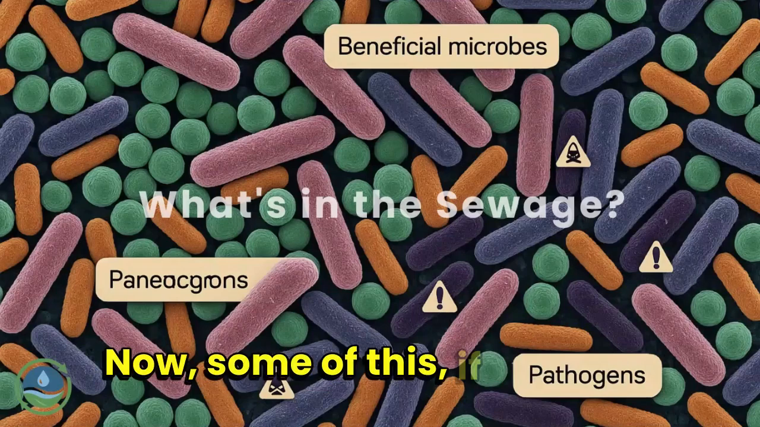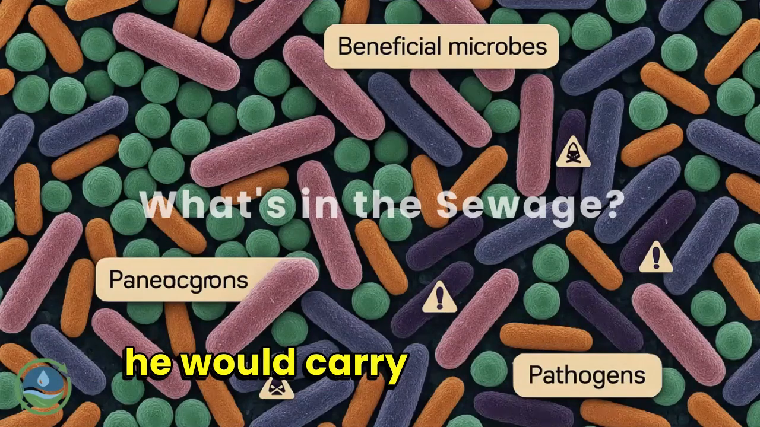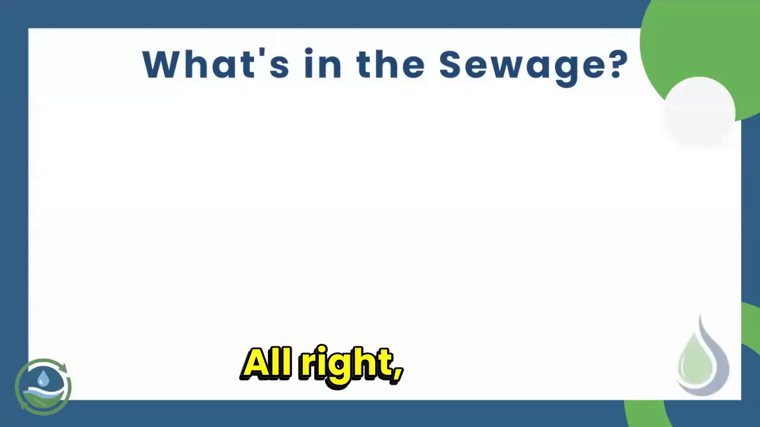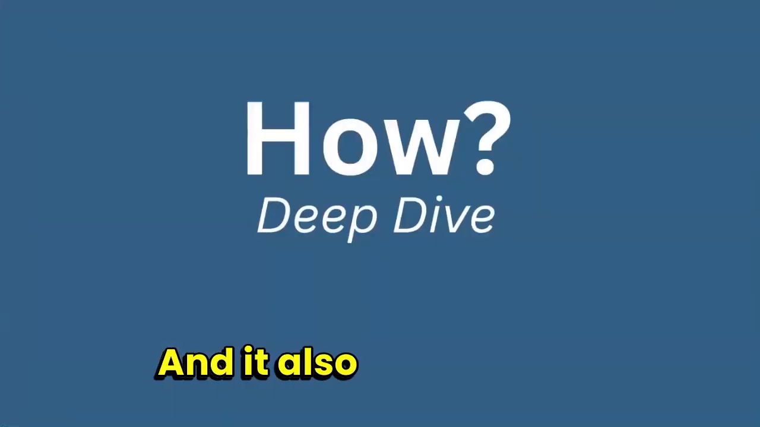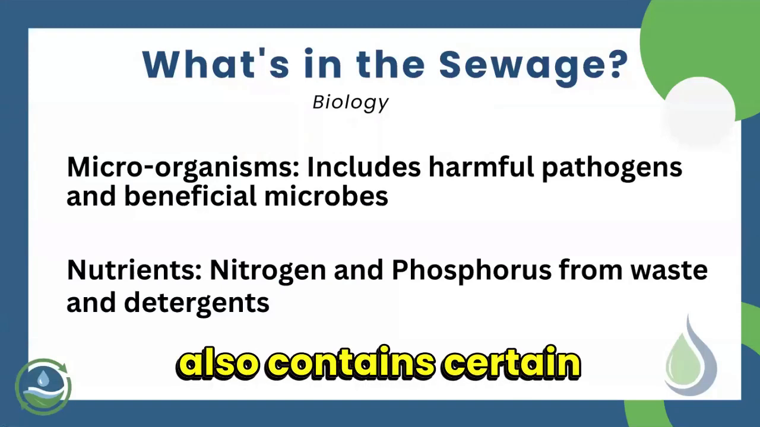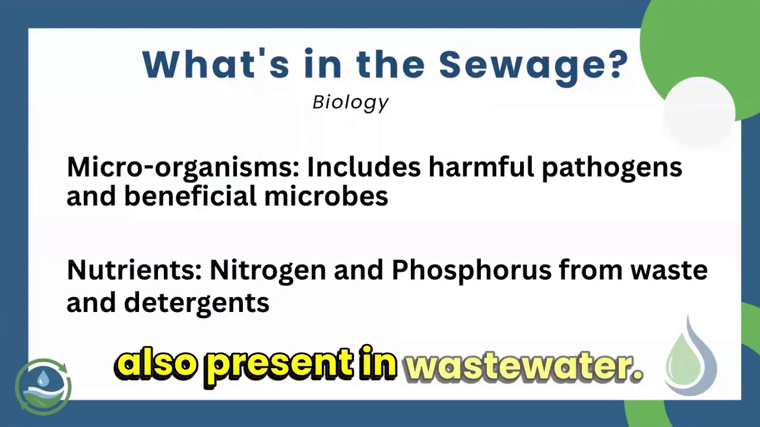Now, if a person is infected with some disease, he would carry disease-causing bacteria, which is actually the dangerous part. We call it pathogens. All right. And last but not least, sewage also contains a certain level of nutrients. Nutrients means nitrogen, ammonia, phosphate. These are the things that are also present in wastewater.